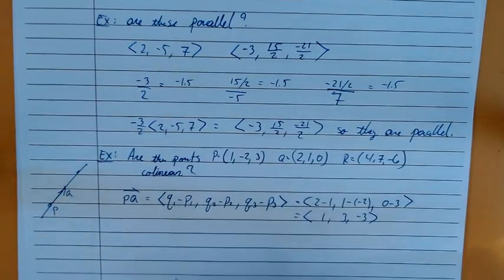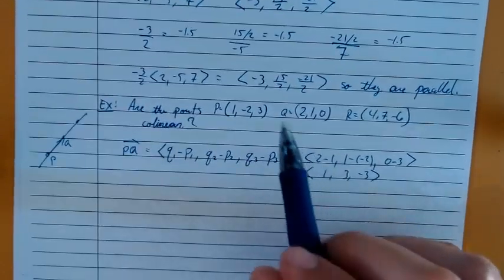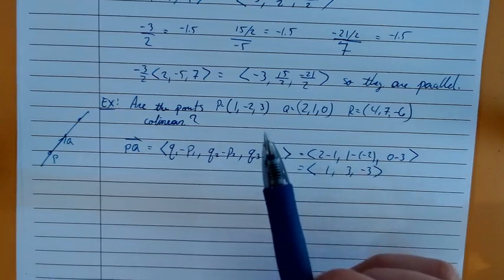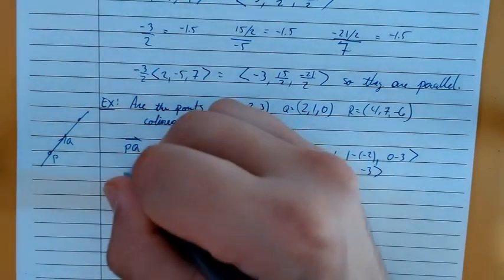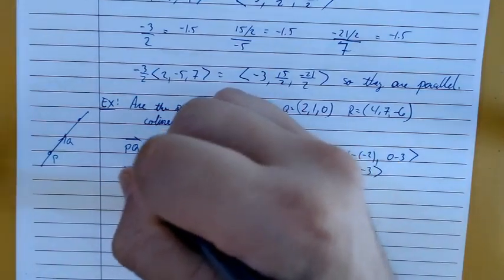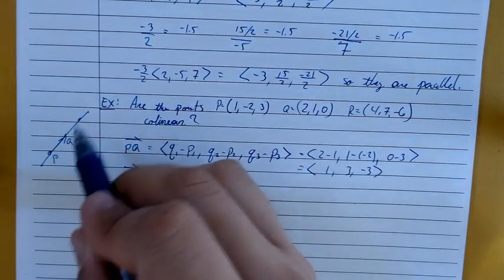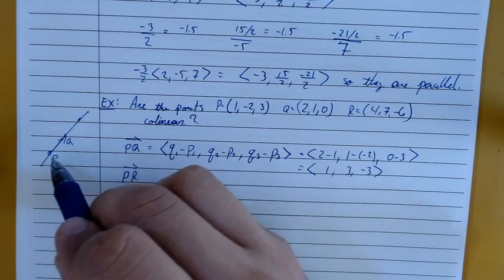All right, so now we can find the vector from point P to point R. Okay? Now, these two vectors have the same starting point.